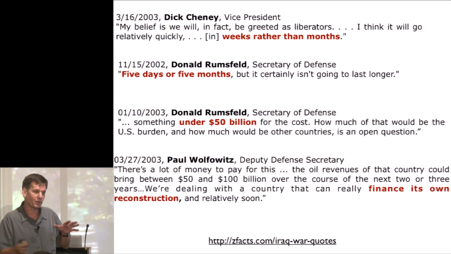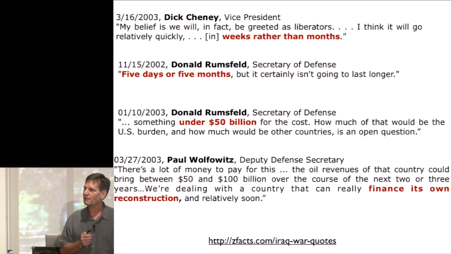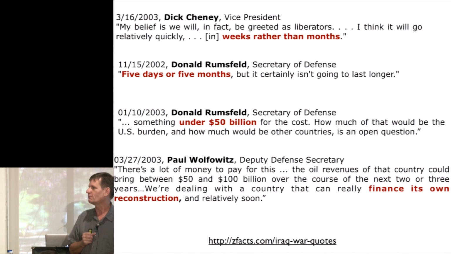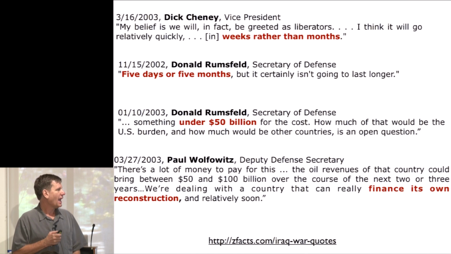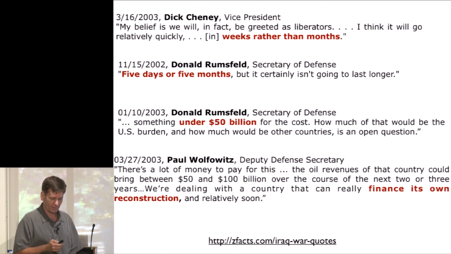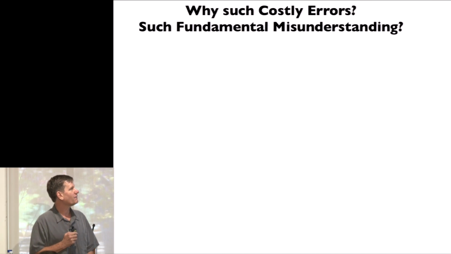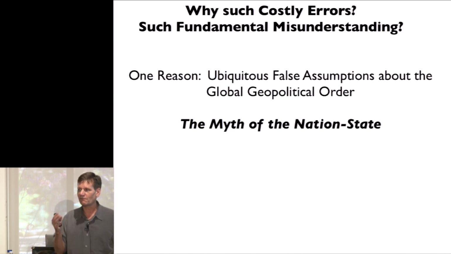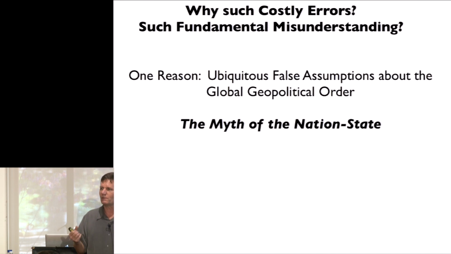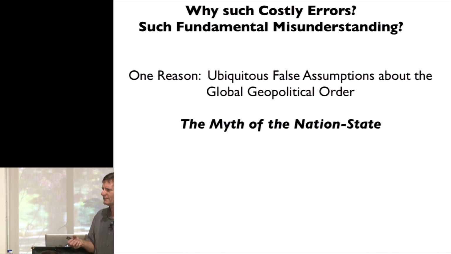Now, of course, these are people who are associated with that effort. Not everybody thought that. But looking back, I certainly didn't find people saying that Iraq was going to fragment, break up, and the government was going to ally itself with Iran and Russia. That was not on anybody's radar screen, as far as I know. Well, I think one of the reasons why these costly errors and fundamental misunderstandings come from certain false assumptions about how the world operates. And the most important of these would be what I'd call the myth of the nation state.